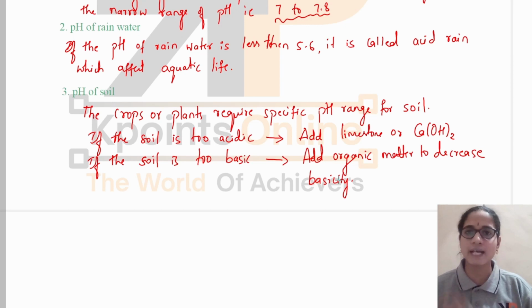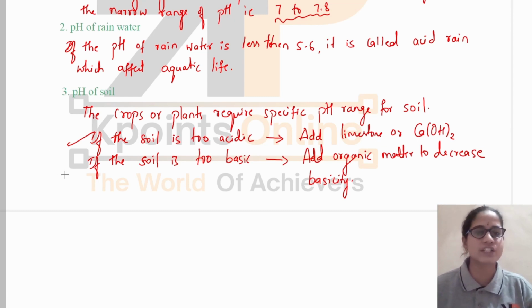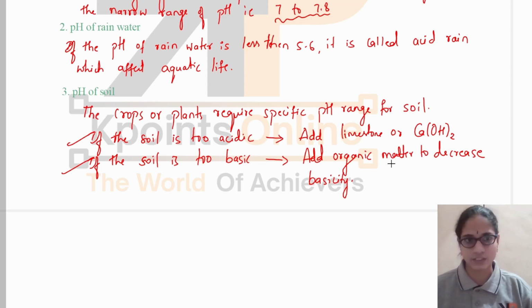Maintaining the agricultural land and maintaining the pH of the soil plays a very important role for agriculture and growth of crops and plants. Now you have understood, if it is too acidic, then add limestone or calcium hydroxide to it, or if it is too basic, then you can add organic matter to decrease the basicity, okay.